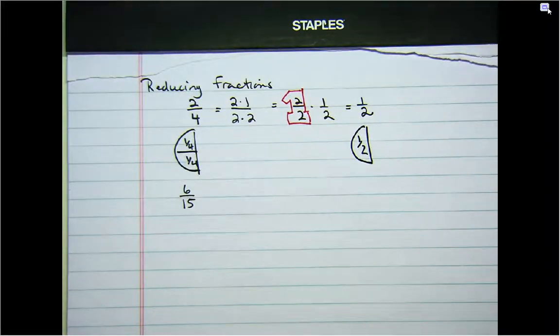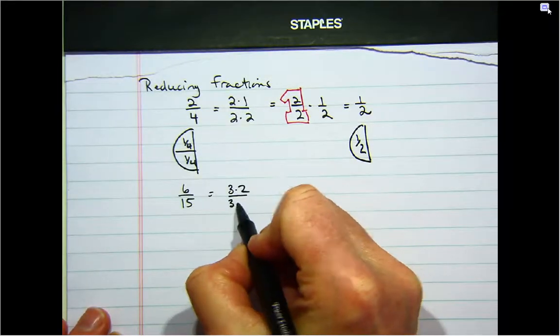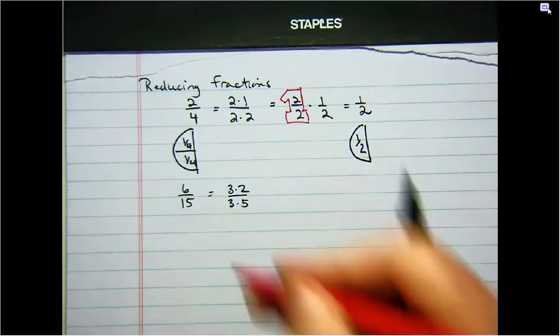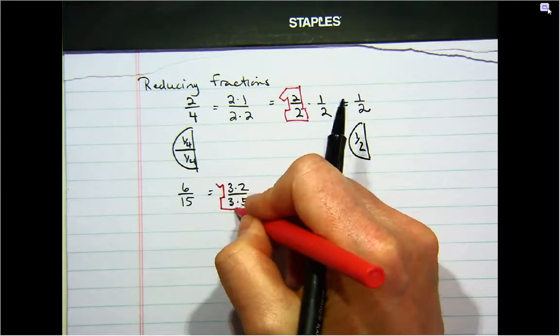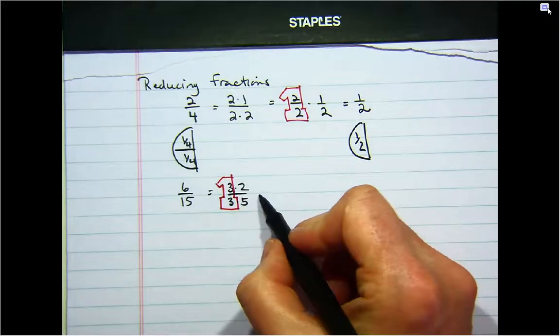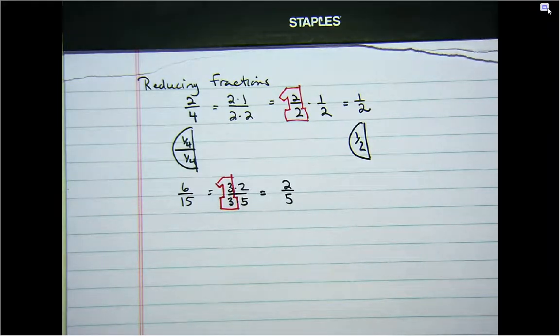6/15, for example, what would you divide out of the numerator and the denominator? 3. Yeah, divide a 3 out. So you can think of that as a 3 times a 2 and a 3 times a 5. And the 3 divided by 3 is a 1. So we basically have 1 times 2/5, or 2/5. So a little bit of fraction review in reducing these fractions.